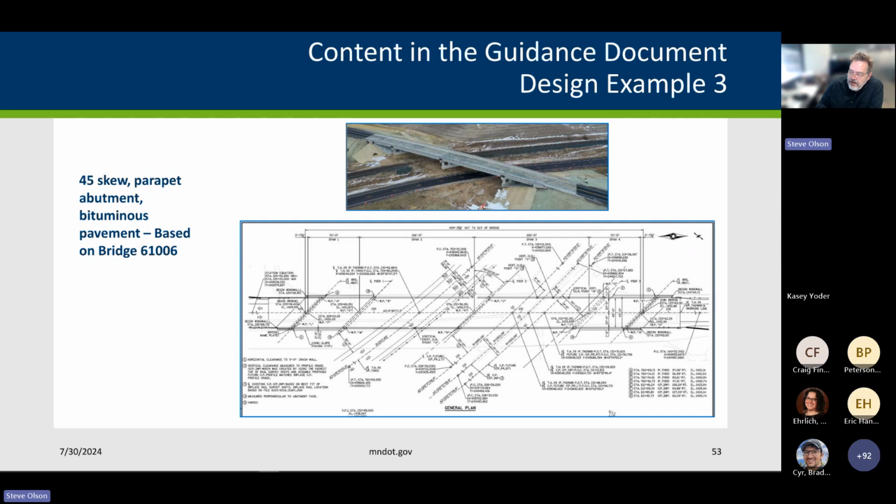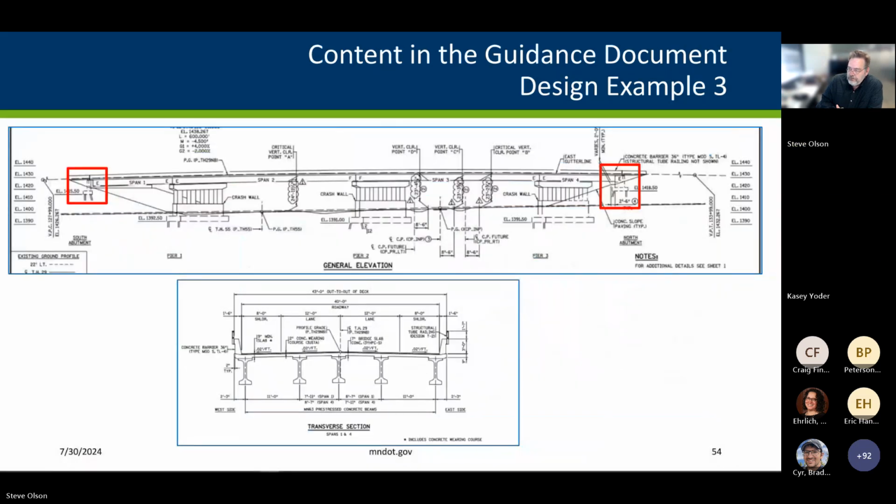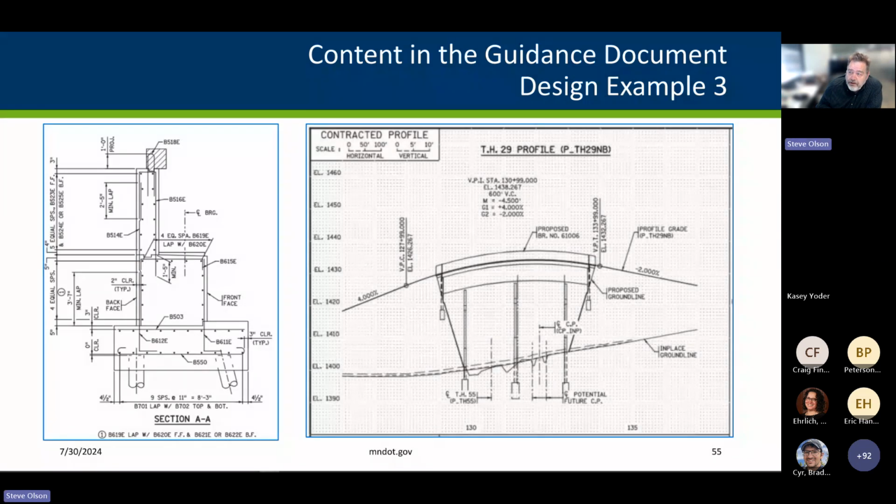And so it's a right-hand 45-degree skew. We've got parapet abutments. We've got bituminous pavement. And it's based on Bridge 61006 near Glenwood. And so you can see we've got parapet abutments at both ends of the bridge. We've got expansion joints at both ends of the bridge. It's a pre-stressed I-beam bridge. And so here's our parapet abutment with the end block detail. Our bridge is on a vertical curve.